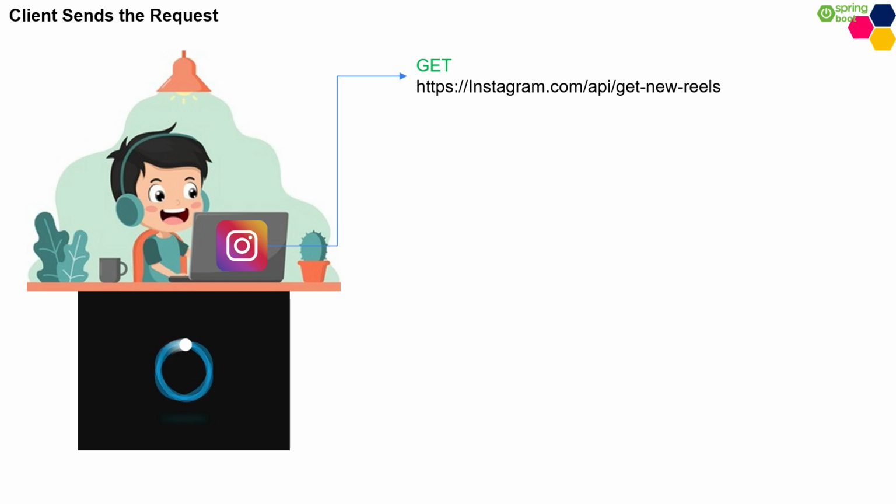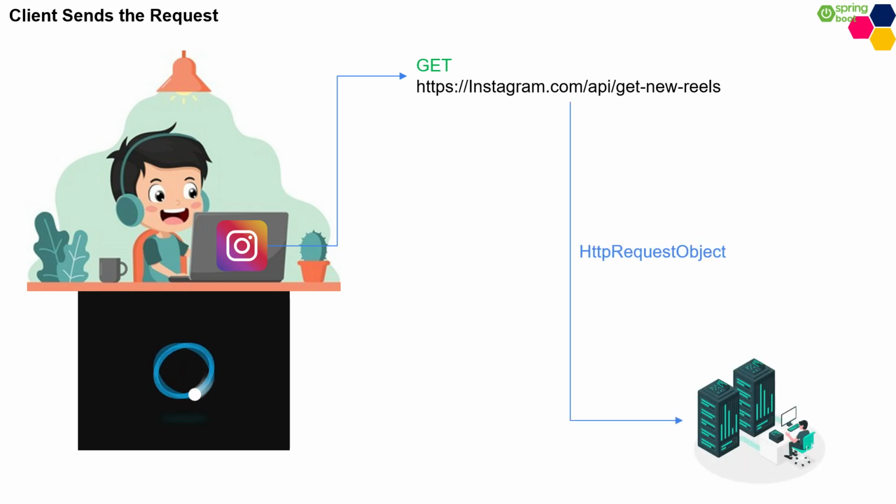https://instagram.com/api/get-new-reels. Actual URL can be different. This request is packaged as an HTTP request object and sent off to the server. While Instagram might use a different technology, this flow is similar to how Spring Boot handles requests, and that's what we'll explore today.